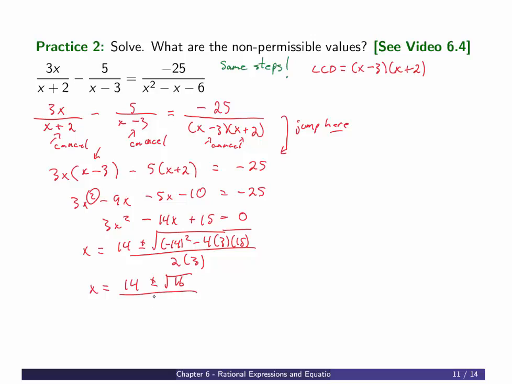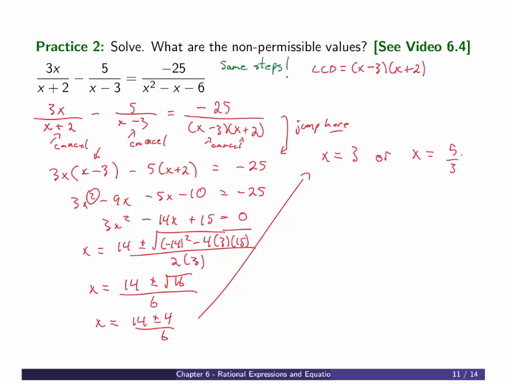Let's make sure my writing stays good. Okay. And that would be 4. So it's 14 plus or minus 4 over 6. And I'm just going to skip right to both solutions. So you get 14 plus 4 divided by 6, which is 3. So x equals 3, or x equals 10 over 6, which comes out to be 5 over 3.